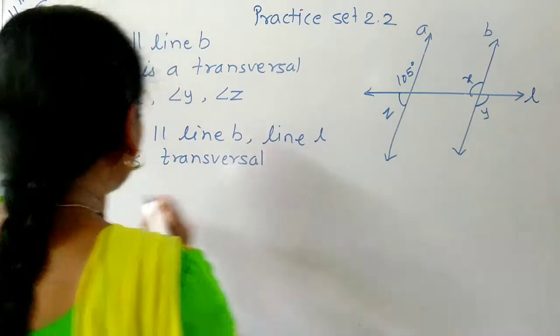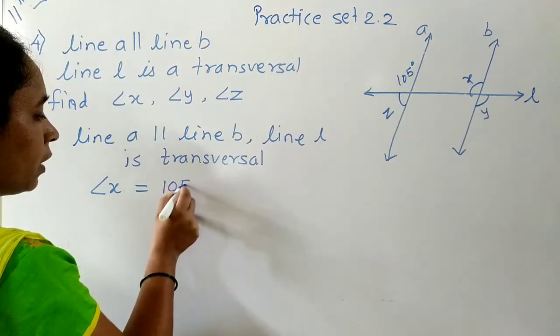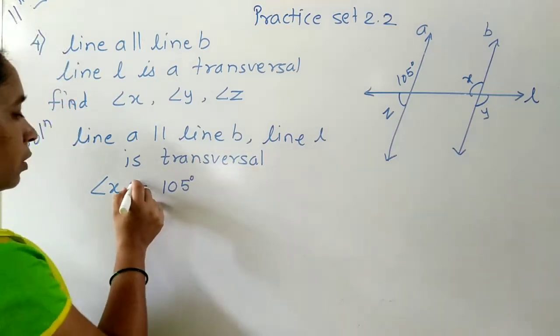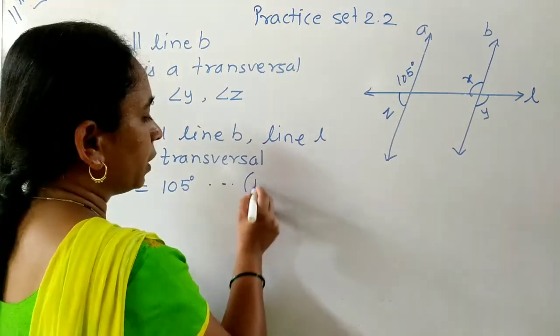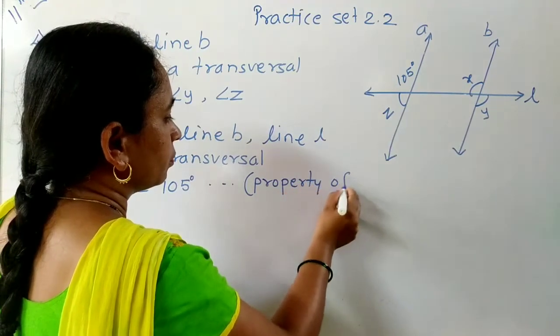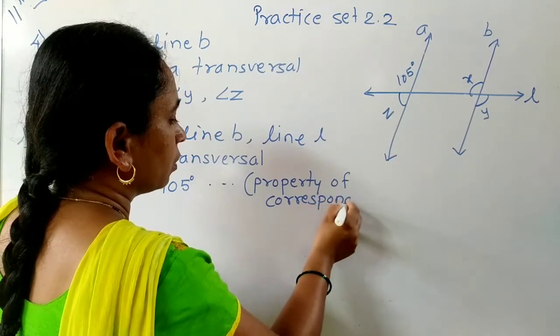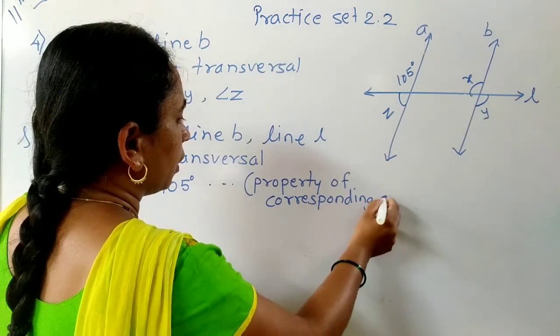So, what is angle X? Angle X is nothing but angle 105. They are congruent. Why? Because of the property of corresponding angles.